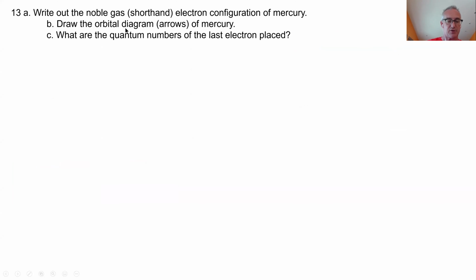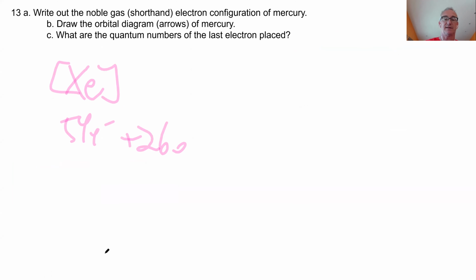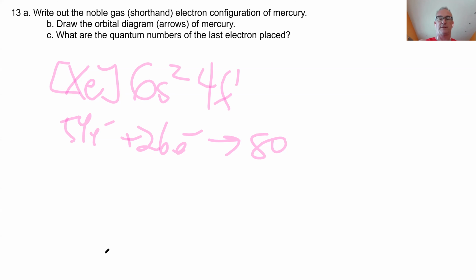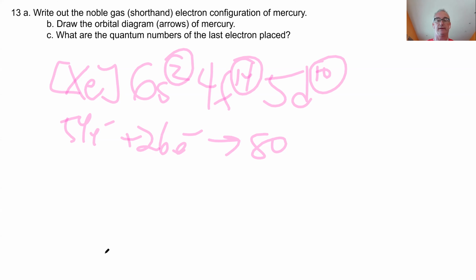Right, so the noble gas shorthand is, we start with xenon that has 54 electrons, and we have to add another 26 electrons to get to 80. So mercury has 80 electrons. So remember, we go down to level 6, and then we go across 2 S's, so 6s2, and then we go across 14 F's, 4f14, and we went across 10 D's, 5d10. And then just count up the electrons. 2 plus 14 plus 10, 26. So that's the shorthand for xenon. What's the next smallest noble gas? And then go from there.